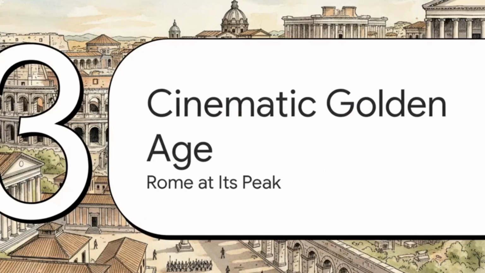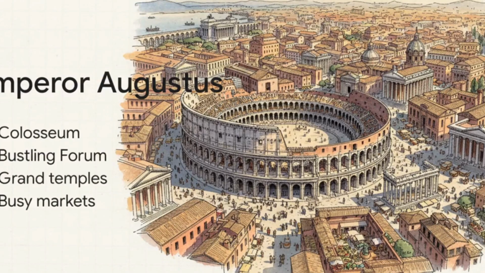Part 3. A cinematic golden age. So under Emperor Augustus, Rome hit its absolute zenith. The metropolis actually swelled to over 1 million people. To put that into perspective, that's a scale of urban density that literally wouldn't be seen again anywhere in the world until Victorian London. Those humble mud huts we talked about earlier, entirely replaced. Now you have magnificent structures like the Colosseum, these grand towering temples, and bustling markets just overflowing with wealthy goods from every corner of the known world.